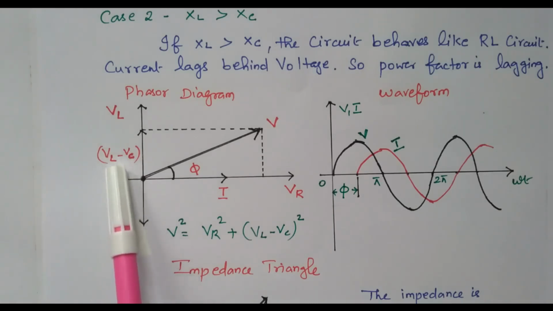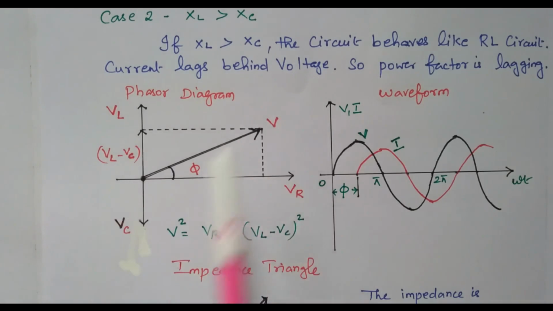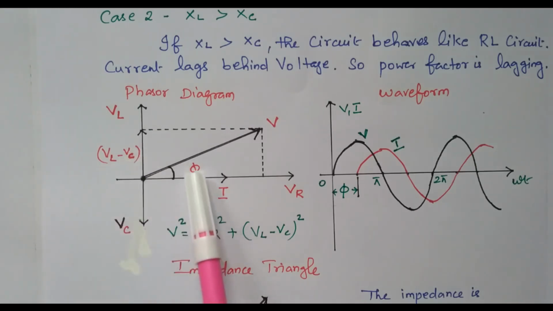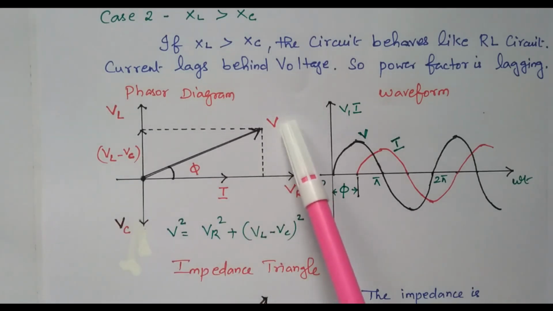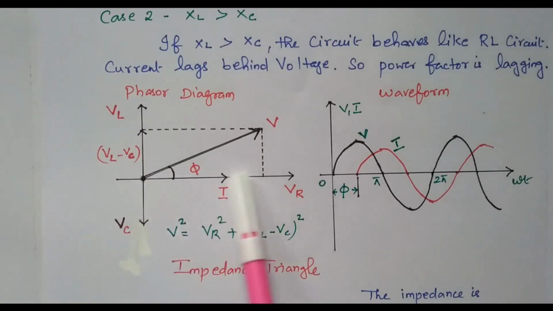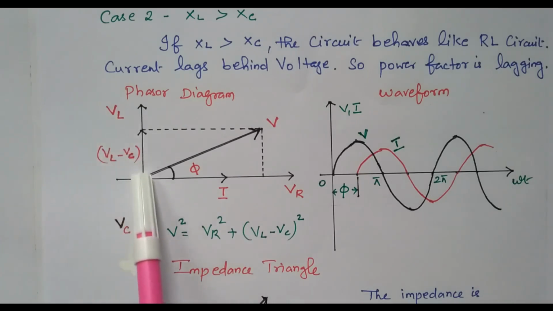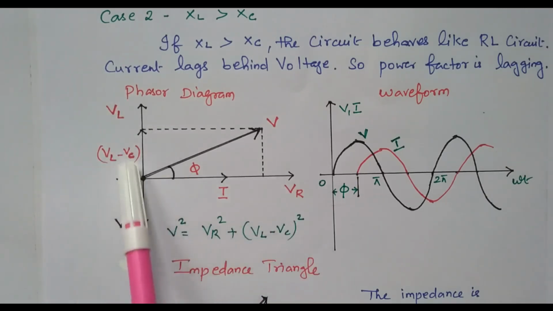The vector sum of VL minus VC and VR is nothing but the total voltage. Because the voltage is leading, we get the angle phi also as a positive value. So V is the square root of VR squared plus the quantity VL minus VC, the whole squared. Here the current is taken as reference. The voltage across the resistor is in phase with the current, the voltage across the inductor leads, and the voltage across the capacitor lags. The difference between these two is VL minus VC, because VC is lesser and VL is more. The vector sum of these two voltages is the total voltage V.